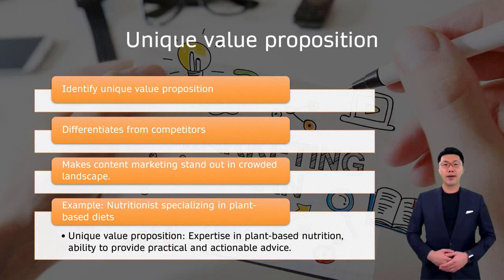The third component is your unique value proposition. What sets your content marketing apart from competitors? This could be the unique perspective or expertise you bring to a topic, or the way you present information in a compelling and engaging manner. Your unique value proposition should differentiate you from competitors and make you stand out in the crowded content marketing landscape. For example, if you are a nutritionist specializing in plant-based diets, your unique value proposition may be your expertise in this area and your ability to provide practical and actionable advice on plant-based nutrition.